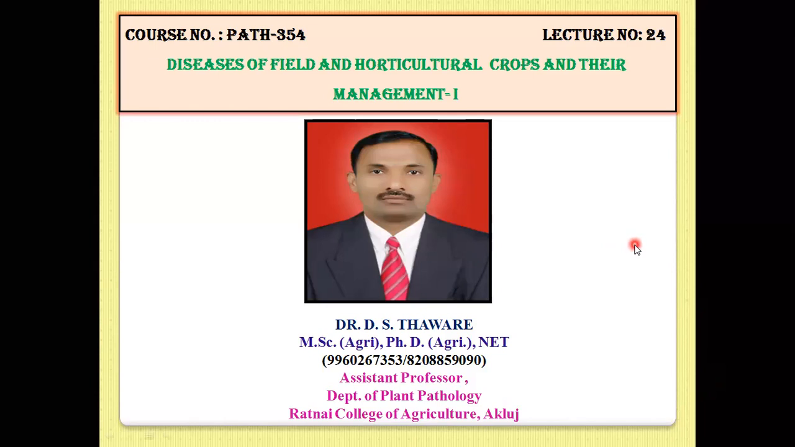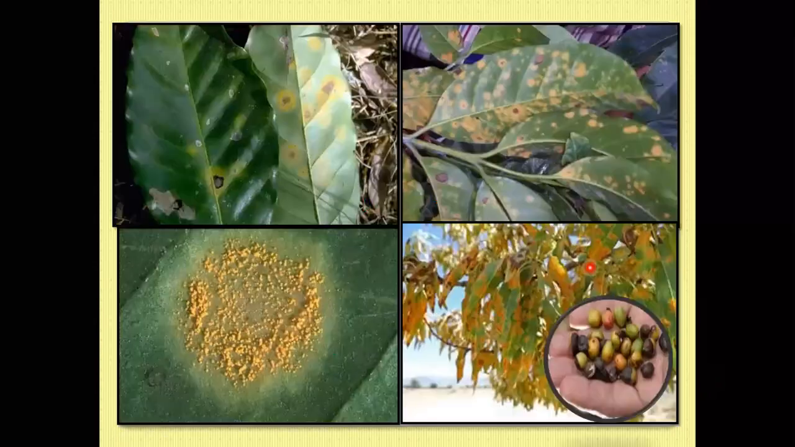Welcome to today's lecture of course number PAT 354. Title of this course: Diseases of Field and Horticultural Crops and their Management. So in today's lecture, we discuss the rust disease seen in coffee plants. This is the most devastating and widespread disease seen in coffee plants throughout the world.